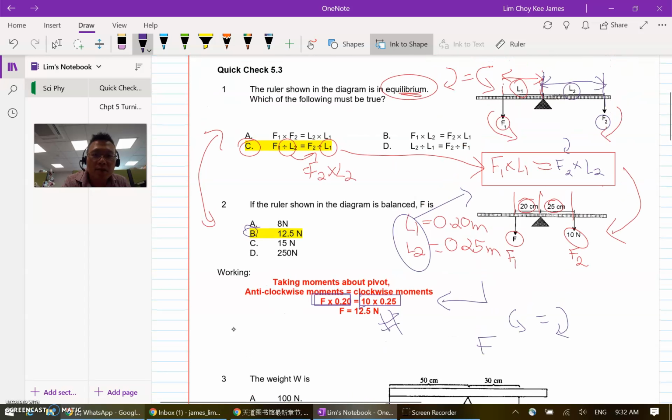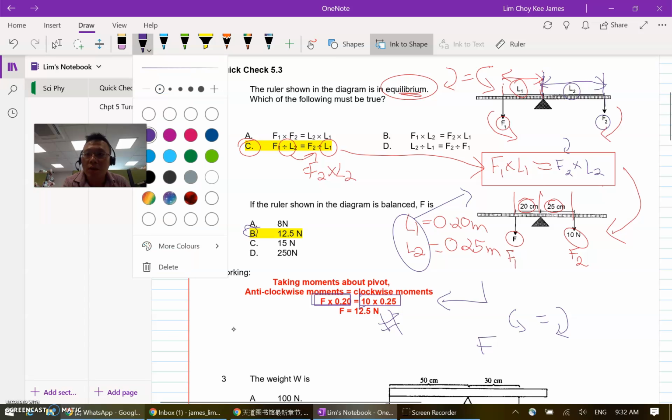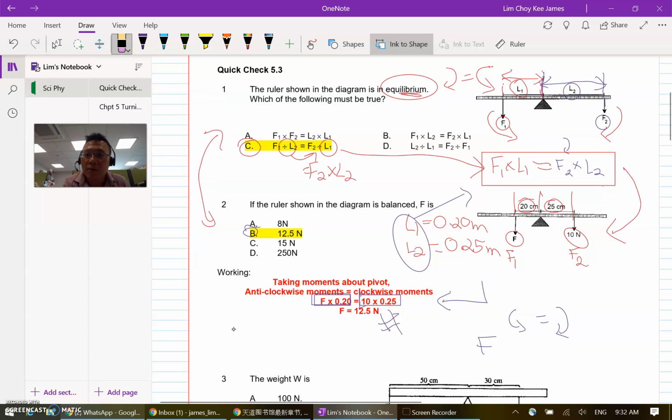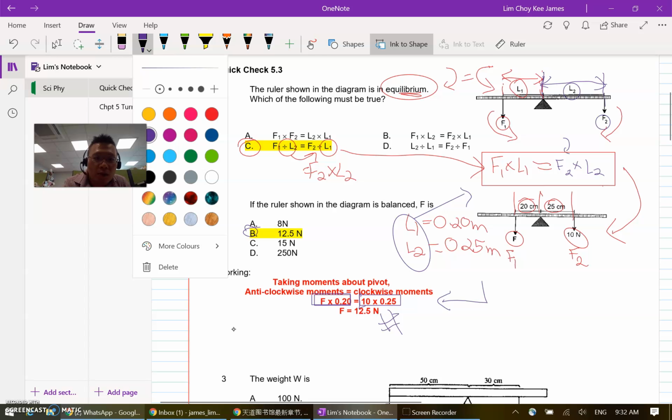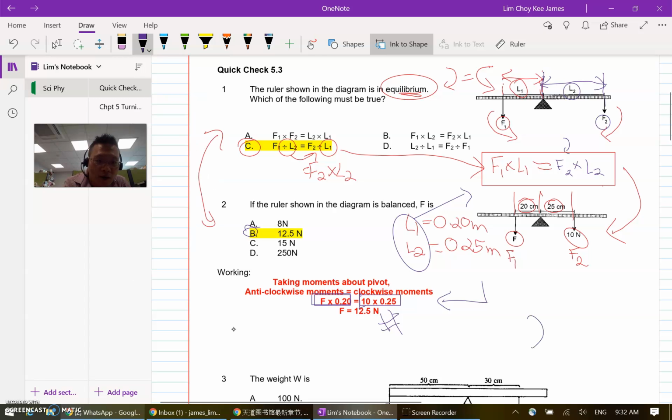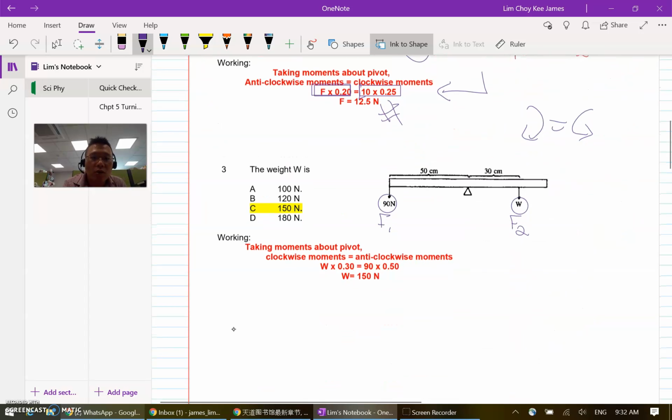Same as your question 1. Oops, in question 1 I used the other way around, so let's stick to it. Let's revert to this. In question 1 I said total clockwise equal to total anti-clockwise. So now in question 3 we use total clockwise to anti-clockwise.